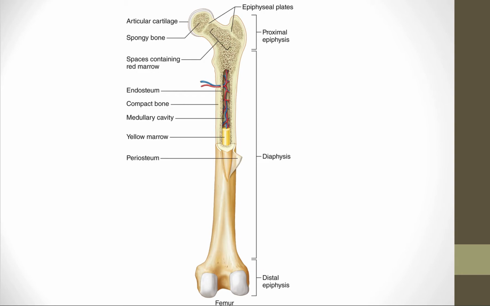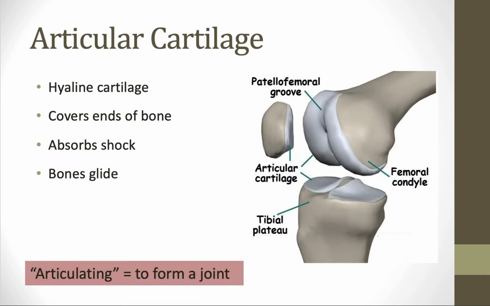So the first thing we'll talk about is articular cartilage. Articular cartilage is made up of hyaline cartilage, and it covers the ends of the bone. It's there to absorb shock and to help the bones glide. To articulate means to form a joint. So the articular cartilage is in all the places that we form a joint.